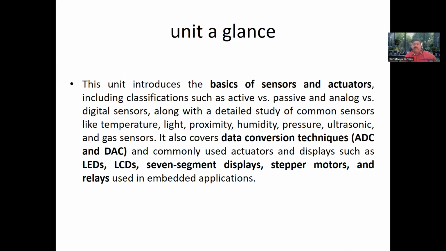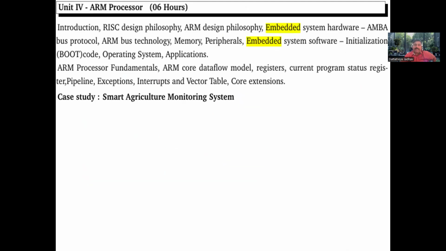So they give us some knowledge about the basic concepts of sensors and actuators. We also cover the data conversion techniques, that is ADC and DAC, and commonly used actuators and displays such as LEDs, LCD, 7 segment display, stepper motors, and relays in embedded applications.